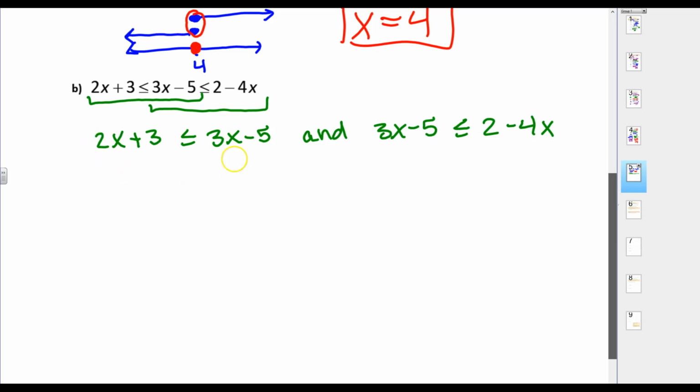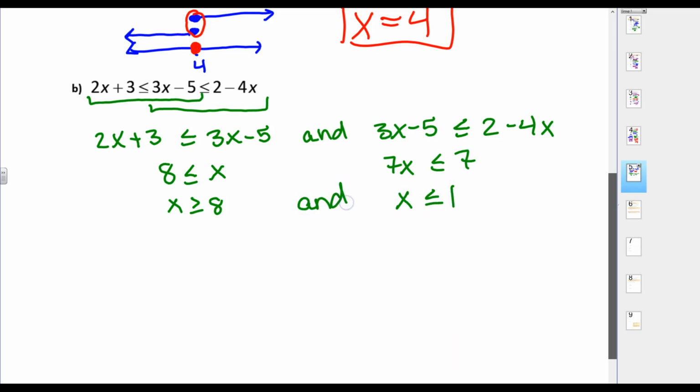I'm going to subtract 2x over here, add 5 over here to get that 8 is less than or equal to x, or if I rewrite that, that's x is greater than or equal to 8. This side, I'm going to add 4x over here to get 7x, add 5 over here to get 7, so I get x is less than or equal to 1. Again, these are joined by the word and.